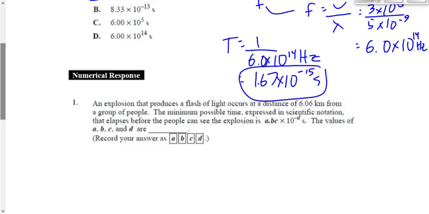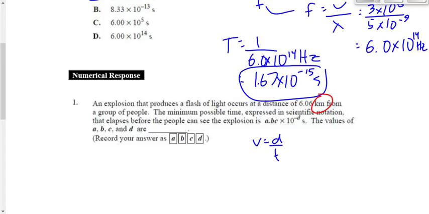And lastly, numeric response number 1, an explosion that produces a flash of light occurs at a distance of 6.06 kilometers from a group of people. The minimum possible time that it takes for people to see the explosion is what? This is going to be V equals D over T as well. Sometimes people write it C equals D over T, right? What does C mean? C is the speed of light in a vacuum. So it's a specific symbol for that specific situation. It's fine to keep writing it as V, okay, but you can write C if you're talking specifically about the speed of light in a vacuum.